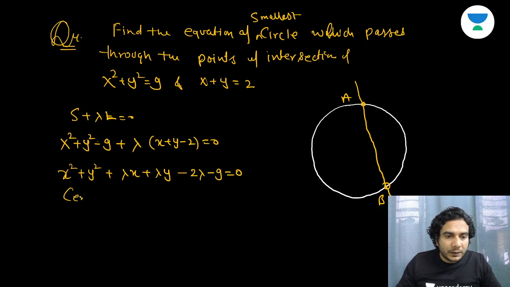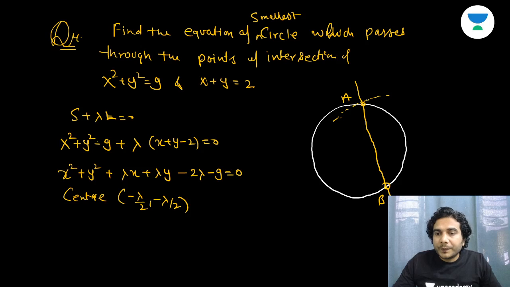So the center of the circle is basically minus lambda by 2 comma minus lambda by 2. Now we need a circle whose diameter is AB. How do you use this point? The smallest circle will be the circle whose diameter is AB. I've directly told you this. The smallest circle is the circle whose diameter is AB, okay?